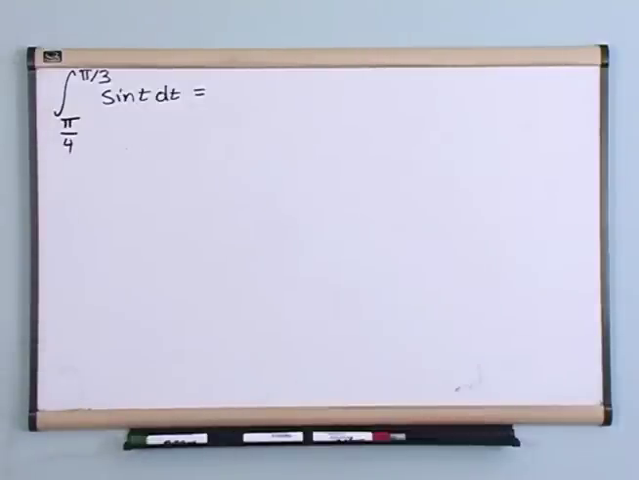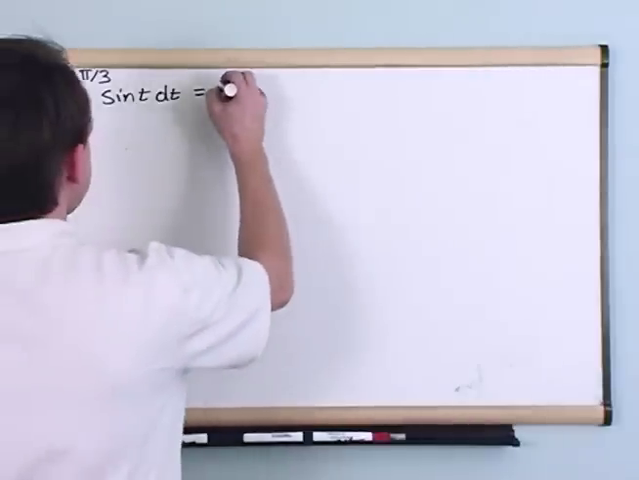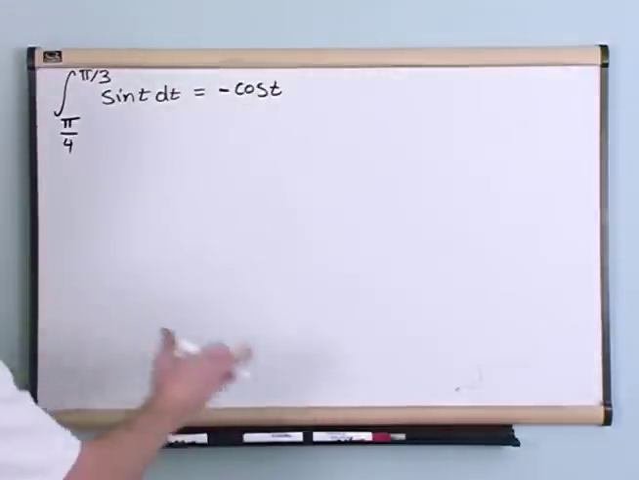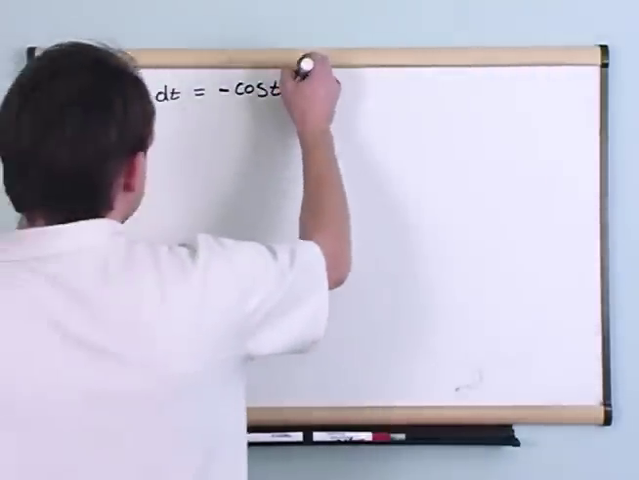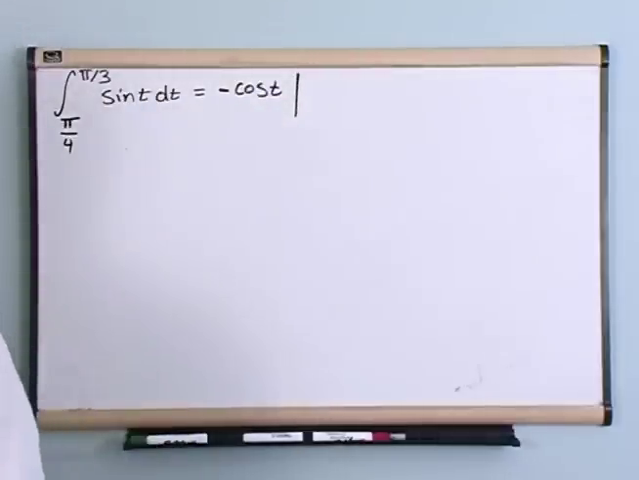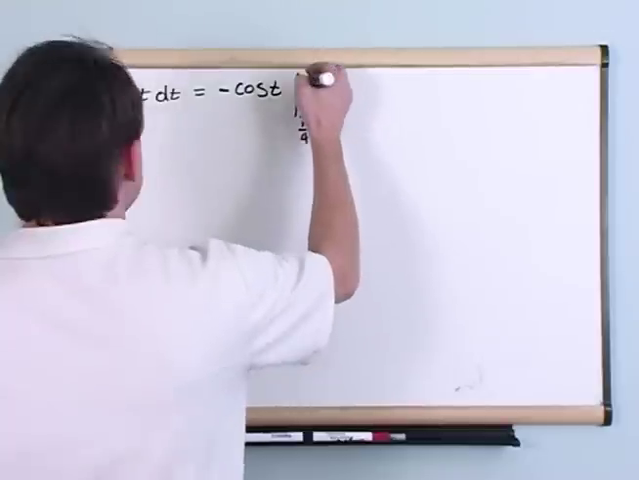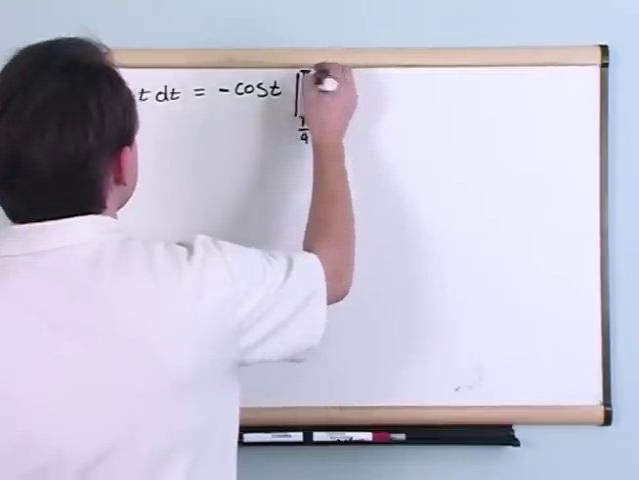Now, if you look back not too long ago, I told you what the integral of the sine function is, and that's negative cosine of t. That's the answer. That is the integral of the sine function. And you can find that in your textbook as well. It's just going to be given to you there. And you evaluate that from pi over 4 to pi over 3. Okay?